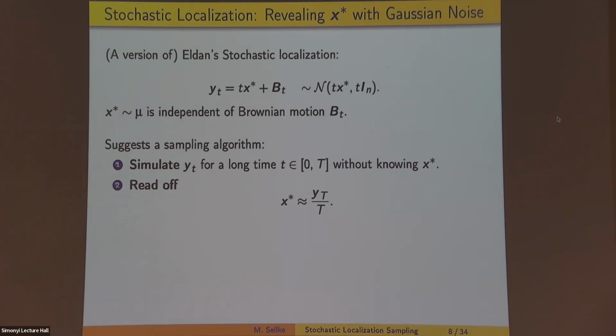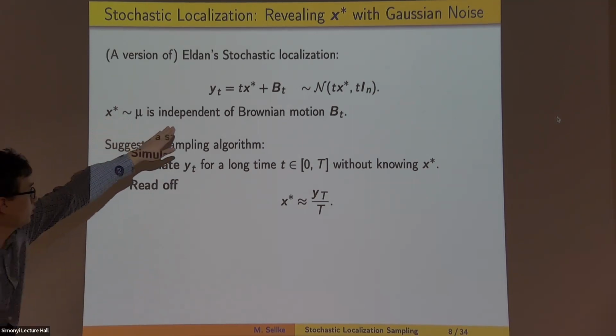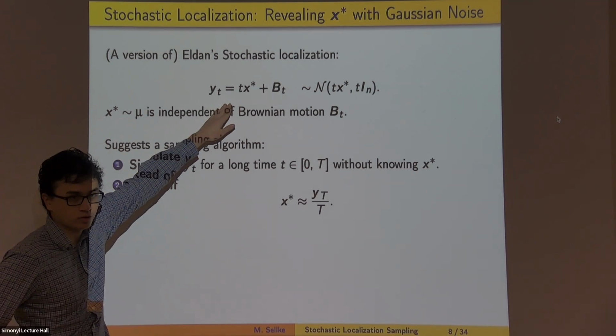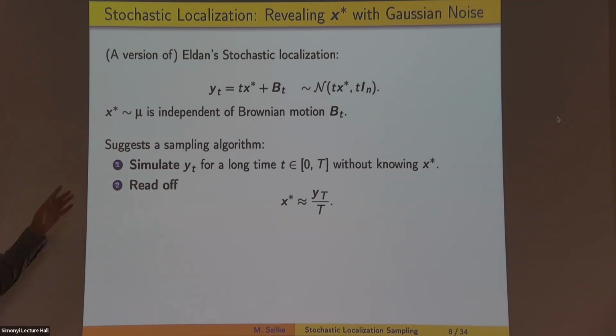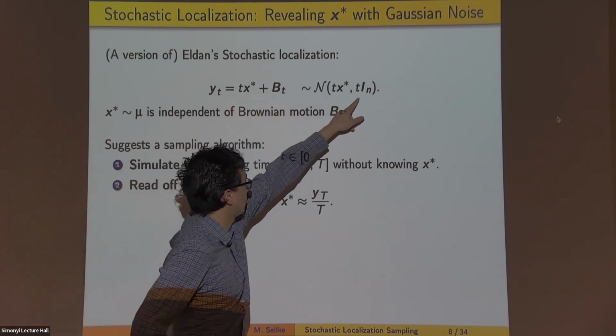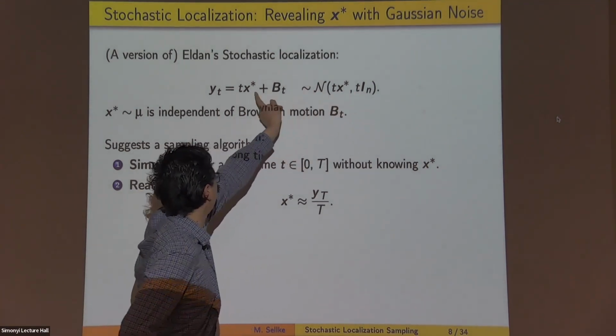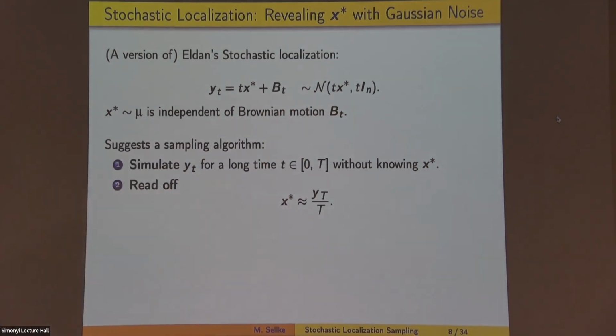Can you please go over what exactly is this? Oh, what is what? Everything. So mu is some compactly supported distribution on Rn. X star is a sample from it. Yt is a Brownian motion with x star as its drift. T is time and Bt is a standard n-dimensional Brownian motion. So at time t, this is a Gaussian with covariance t times the identity and mean t x star.